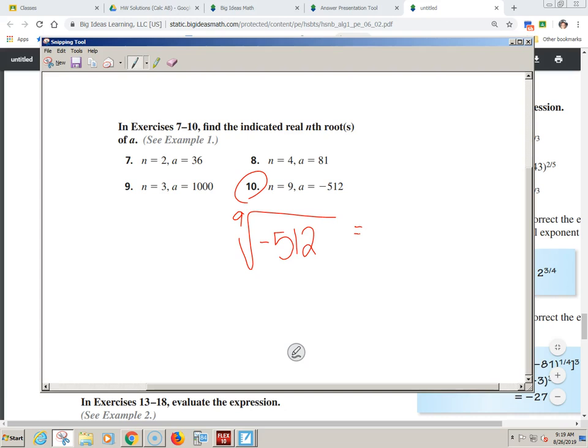Because it's 9 of them. 9 of them multiplied together. Does anybody even know what 2, one of the easiest numbers ever, to the 9th power is? No. Right? The 9th power, we're not used to that. 2 squared, 3 squared, 4 squared, but not to the 9th power.